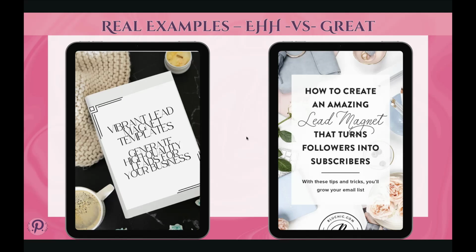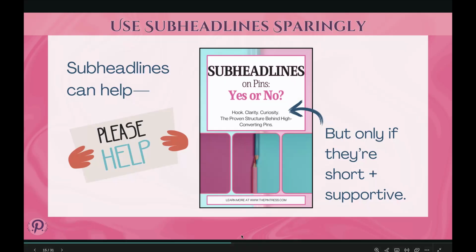So again, all of these pieces go together and make pins amazing or not. And these are important pieces to be paying attention to. Think about what your customer journey is. You know, if they land on your pin, what is the next natural step? And does what your pin says, does it deliver, right? These are important things. Next, we're going to talk about subheadlines, using those sparingly.